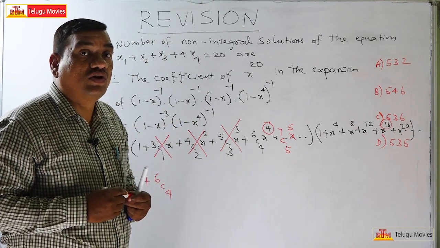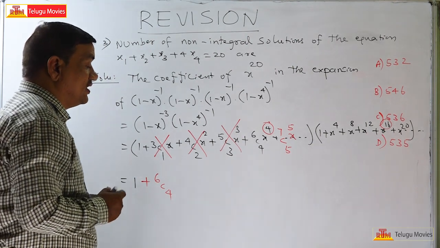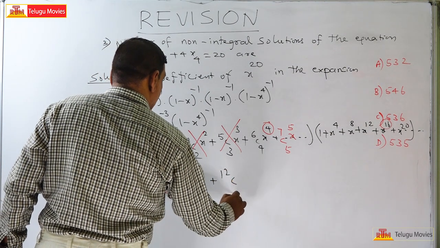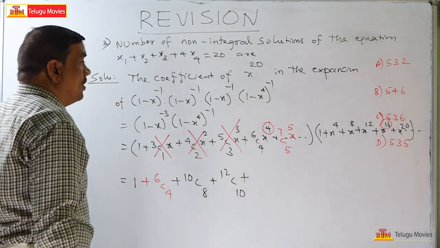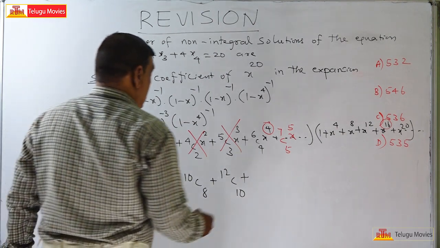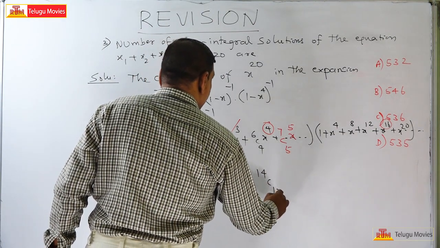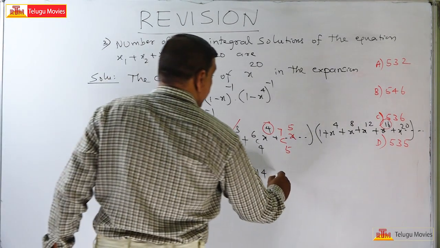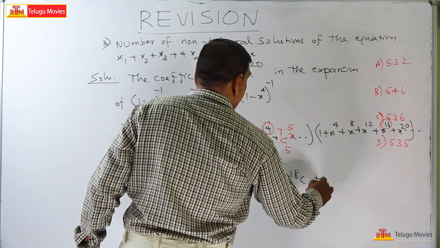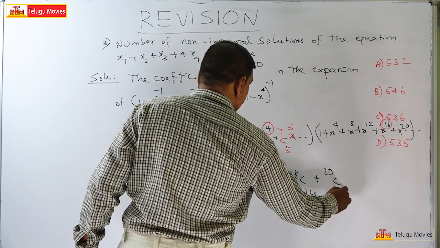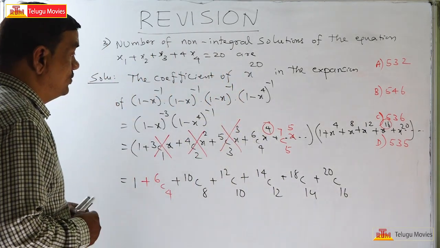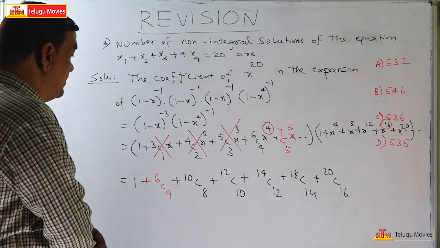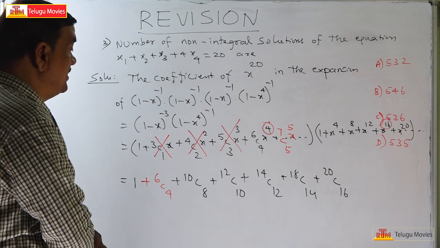So if you go on calculating this, the coefficients you will get are 6c4 plus 10c8 plus 12c10 plus 14c12. Again you will get 18c14, again 20c16. Then 8, 10, 12, 14, 16. So 18c16.